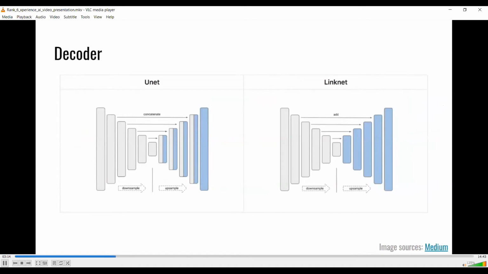So we started with basic UNet, which was originally developed for medical image segmentation. Over time, the UNet architecture was developed and improved, which led to the appearance of such methods as LinkNet, FPN, and PSPNet. In the slide, you could see the difference between UNet and LinkNet. The second one used addition instead of concatenation in skip connections.